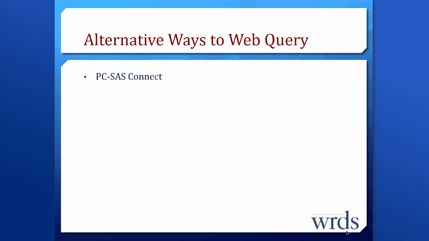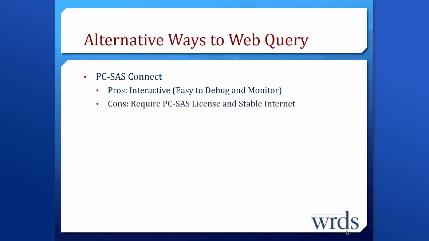So let's talk about the pros and cons of each particular interface. For PC SAS Connect, the advantage is that it's interactive, so it's easy to debug and monitor what the code is exactly doing. But the cons are, first of all, you need a PC SAS license, and you need a stable internet. For PhD students, SAS is kind of cheap. It's still $100, but I know for institutional investors, the price is much higher.